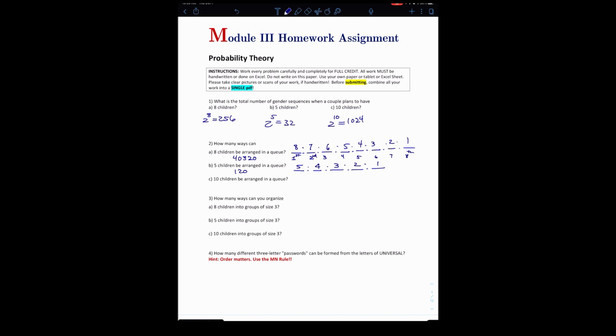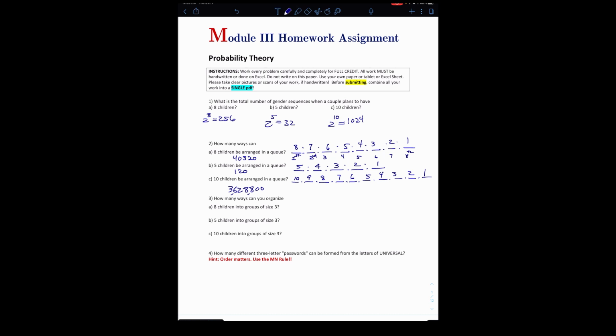And then 10 children will be 10 positions. Is that 10? 1, 2, 3, 4, 5, 6, 7, 8, 9, 10. That's right. Any one of them could take the first position in line, and then 9 of them are left to take the second position, and so on. If you multiply all that out, you get a large number: 3,628,800. So basically 3.6 million combinations, or different sequences.